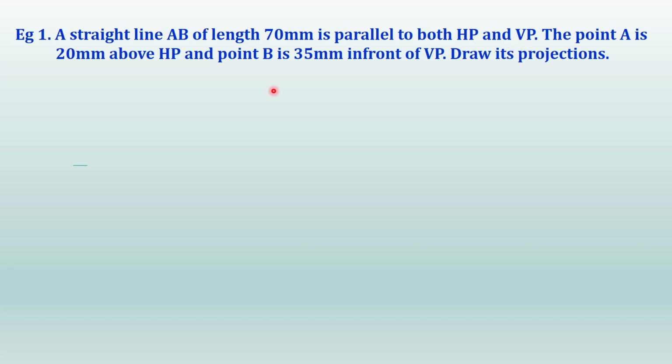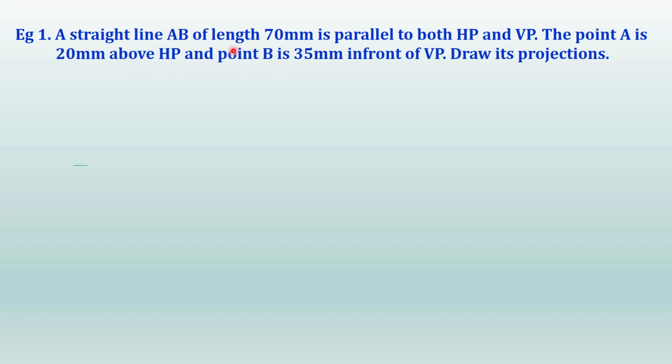So that is also given here. See, the point A is 20 mm above HP. That means the distance of A dash above the XY is given as 20 mm, right? So we got the distance of A dash. So you can mark the distance of B dash also, since A dash B dash will be horizontal, right?